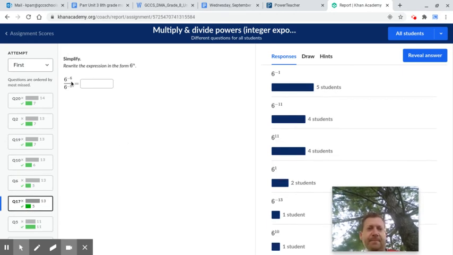Negative 6 minus negative 5. Minus negative means add. So if you've got 6 negatives and then 5 positives, that puts us at negative 1. So it would be 6 to the negative 1st power, which is this answer right here.